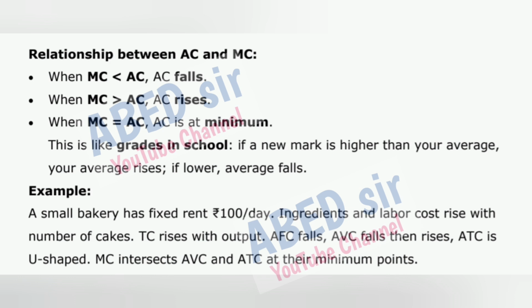Example. A small bakery has fixed rent 100 rupees per day. Ingredients and labor cost rise with number of cakes. TC rises with output. AFC falls, AVC falls then rises, ATC is U-shaped. MC intersects AVC and ATC at their minimum points.